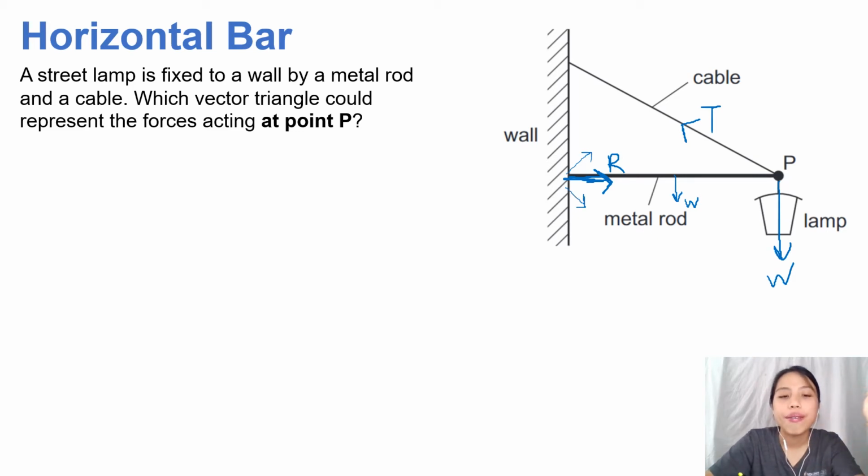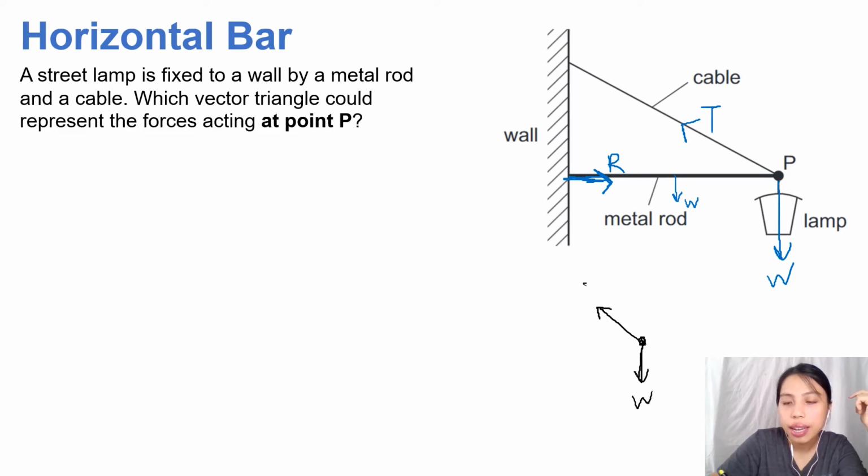But for this question, we're going to look at P only. So on P, what is going on there? Let's draw a free body diagram for P. It has the weight of the lamp pulling it down, tension at an angle, and an R to the right. The weight of the rod doesn't affect it.